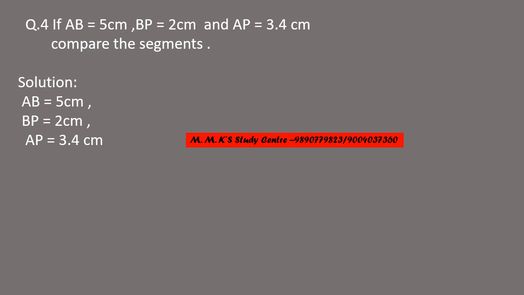So first of all, we'll compare the measurement. So 5 is greater than 3.4, 3.4 is greater than 2. So below the 5, we'll write AB. Below the 3.4, we'll write down the AP, and below the 2, we'll write down the BP. Means their respective segments name we will write. So this is our statement. Length AB is greater than length AP and length AP is greater than length BP. Is it clear, children?